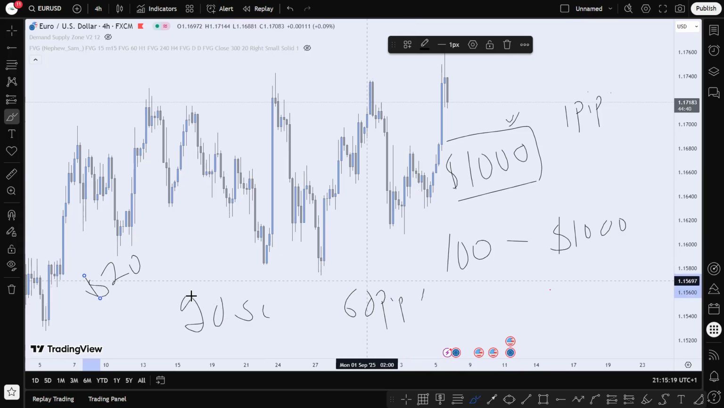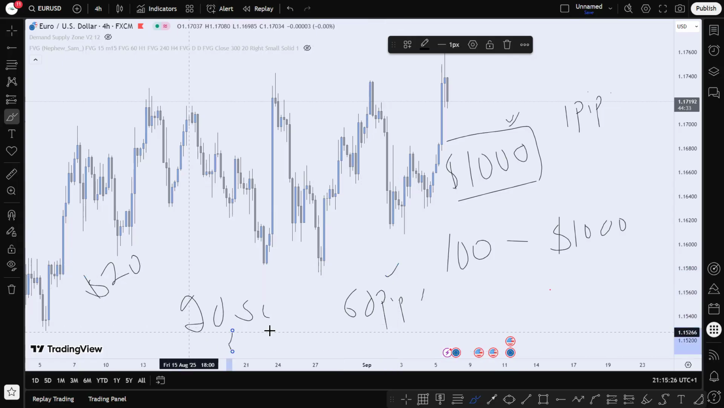You can see that your take profit is more than your stop loss, right? This is what I mean by maximizing your winning trades and minimizing your losing trades. So when you lose, you only lose 20 pips. When you win, 60 pips, 3 times what you risked.